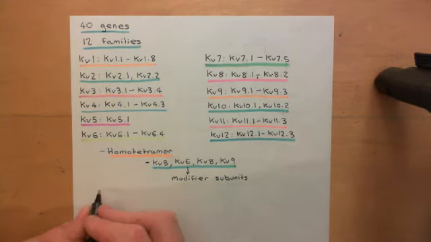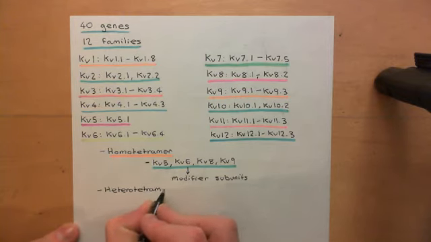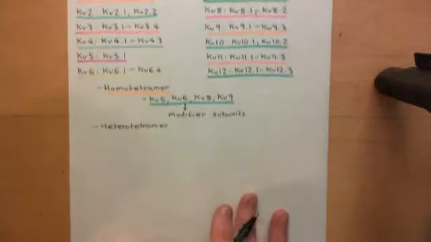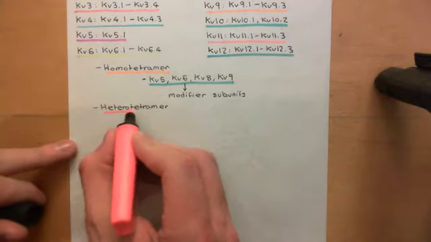So another key word here. We've had homotetramers, which are tetramers where the four subunits that make up the tetramer are identical. Now we're going to have the concept of a heterotetramer. So hetero means different, tetramer means four-membered structure.